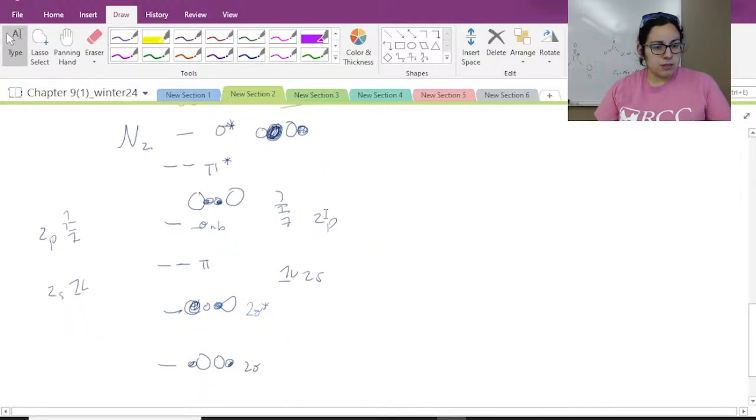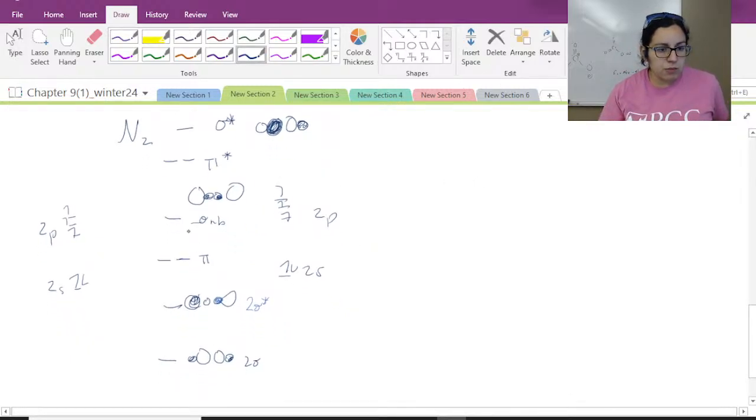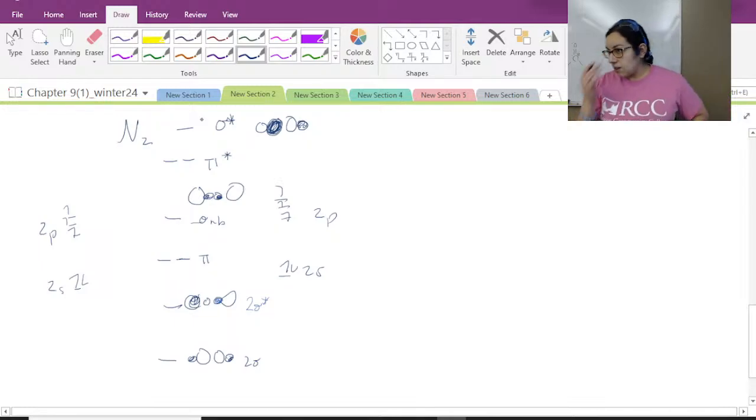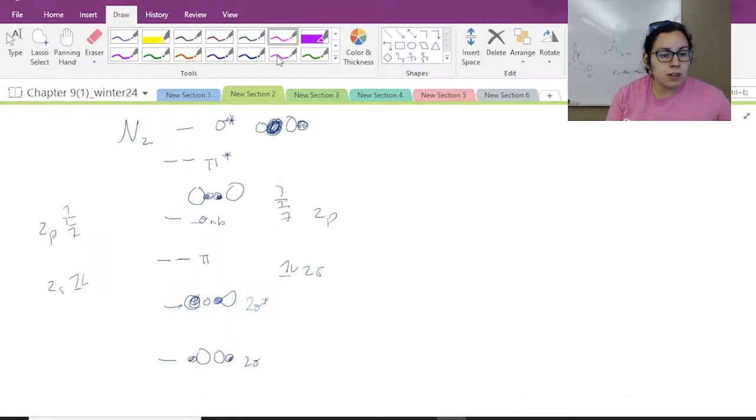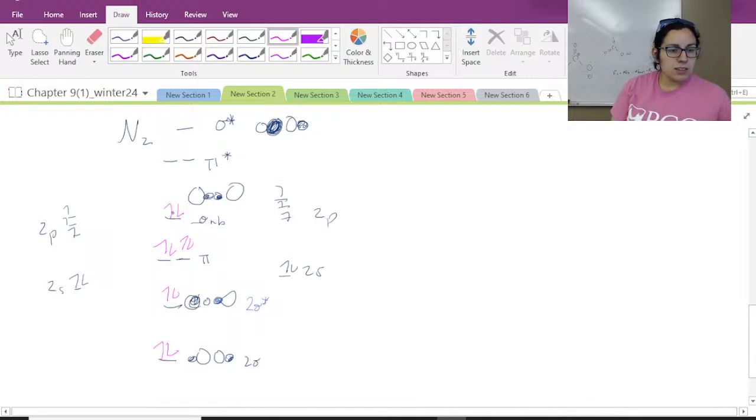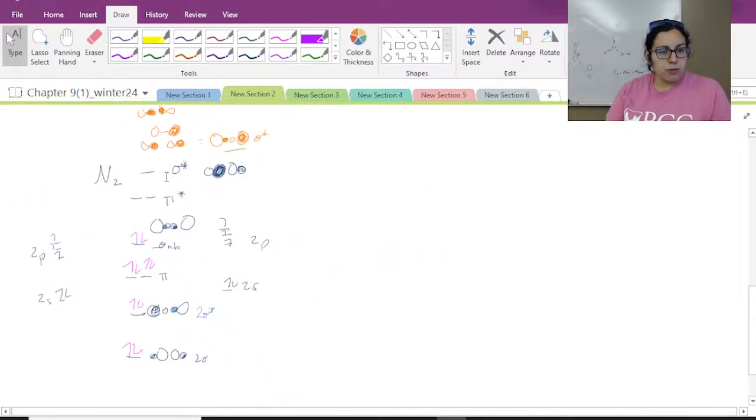And then again, always do your sanity check. So 1, 2, 3, 4, 5, 6, 7, 8. And so now we can fill in our electrons. So 1, 2, 3, 4, 5, 6, 7, 8, 9, 10. And so this is kind of cool. We can get a lot of information from this. So now we're proving why nitrogen was not exciting and just passed through our magnet. Yes, it has paired electrons, so no unpaired.